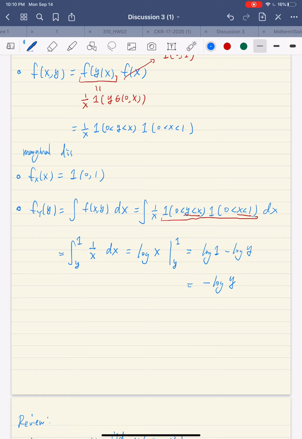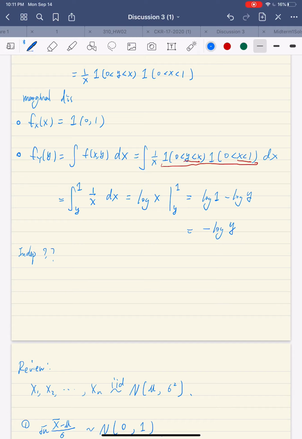So this is the marginal distribution, and we can see that because the product of the marginal distributions is not equal to the joint distribution, that means y and x are not independent.